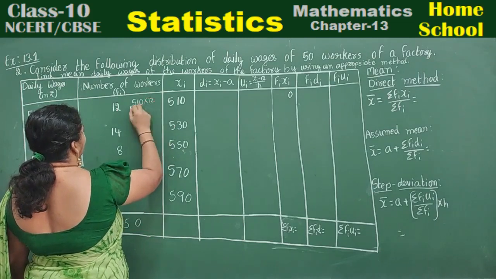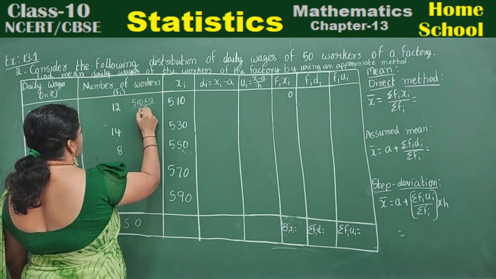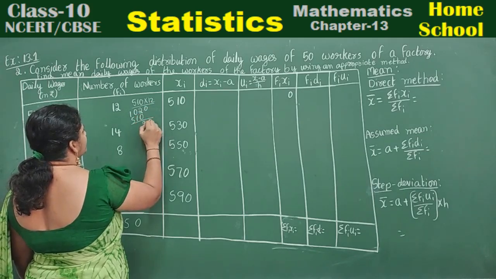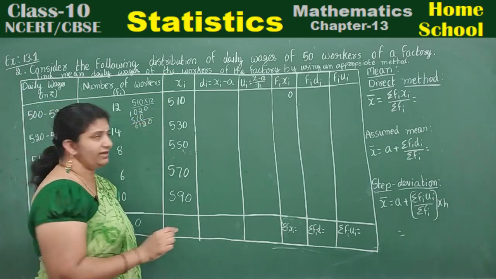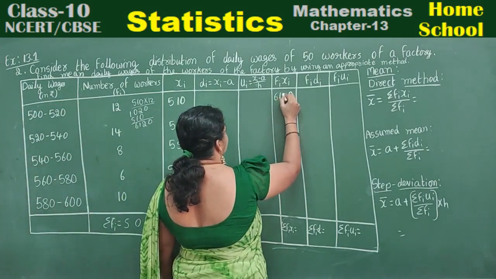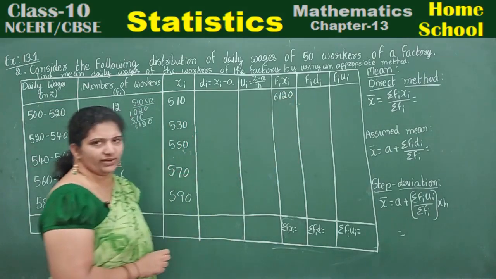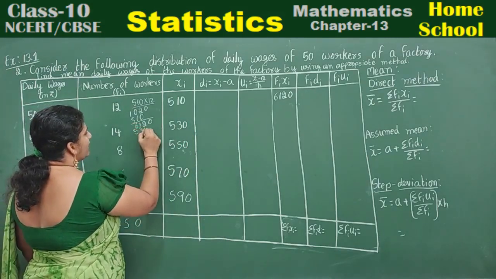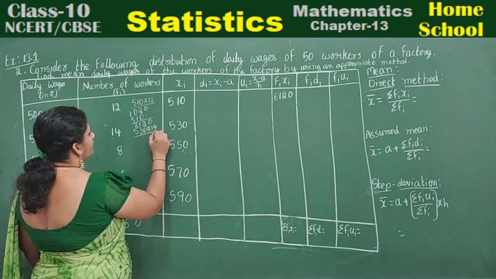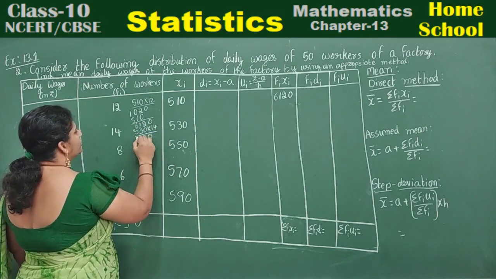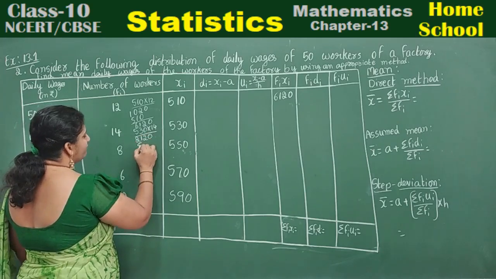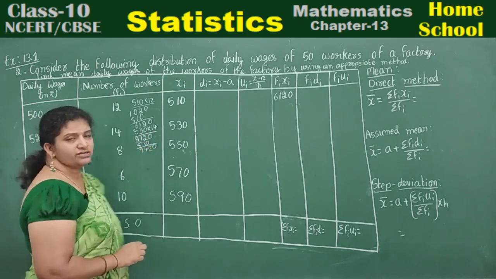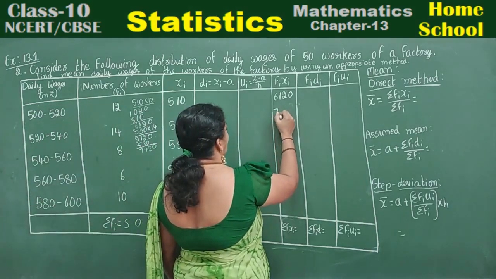Let me multiply here. 510 into 12. Your answer is 6120. Next, 14 into 530. 530 into 14. Your answer is 7420.